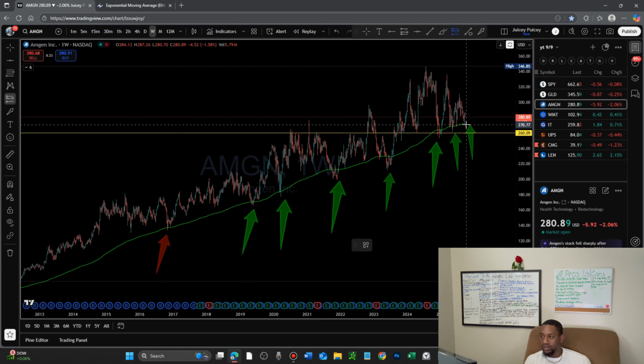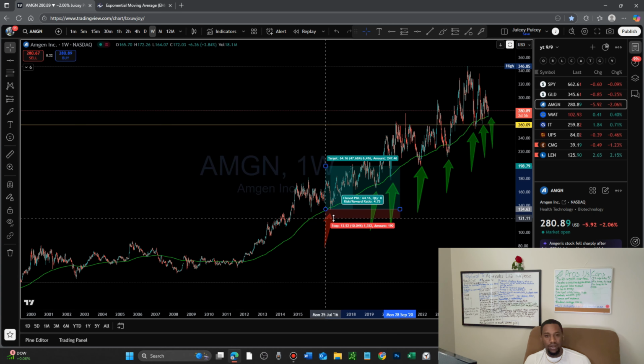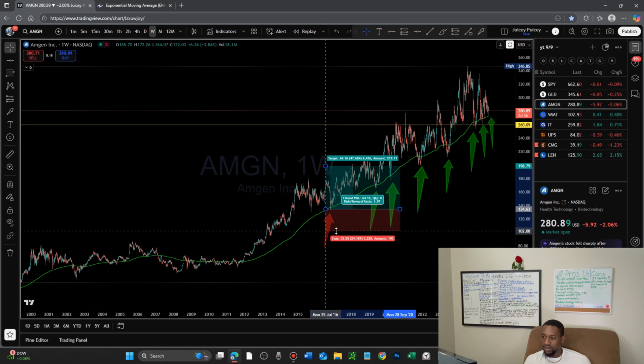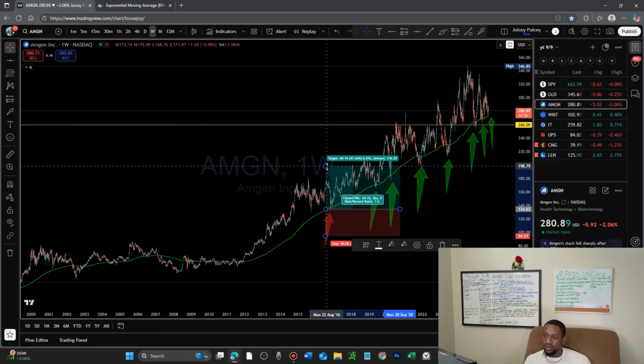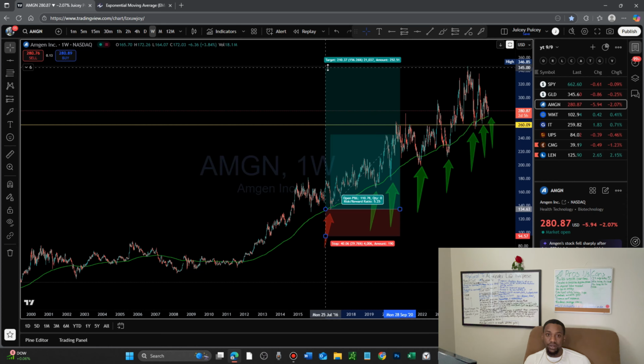But check it out. Say you would have got it right here. Okay, it hit the 200 EMA. That's the wrong one. Hit the 200-day EMA, perfect. Stop loss 30%. Boom. Because look, a 30% stop loss on a good company below the EMA, 30% on a good company is not gonna happen. So yeah, check that out.